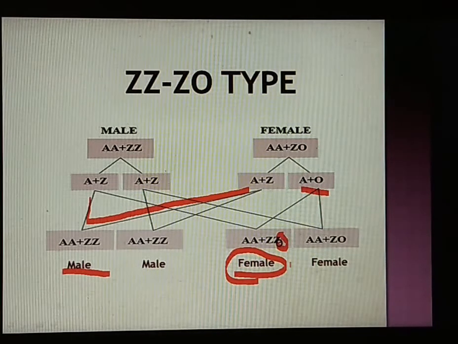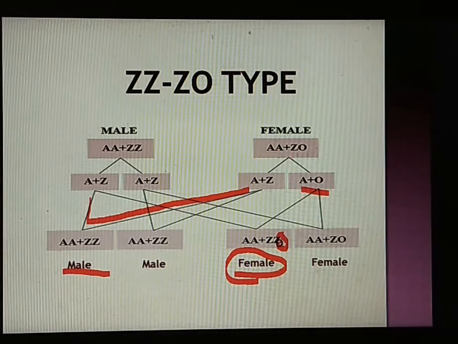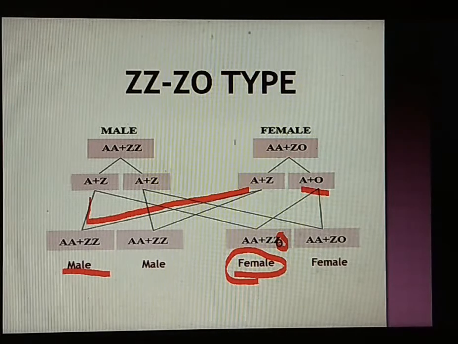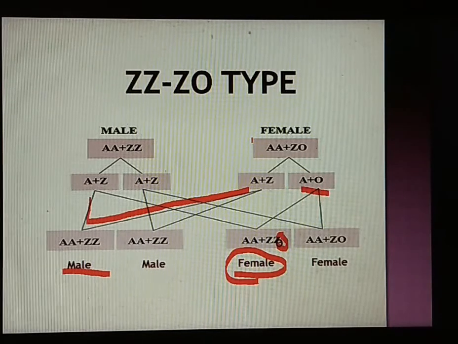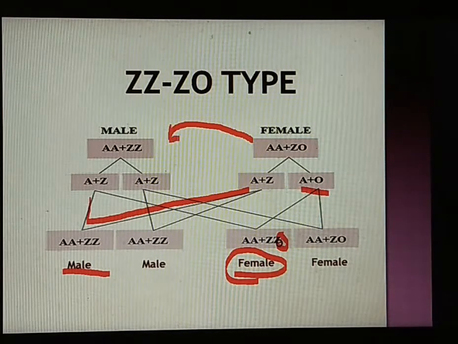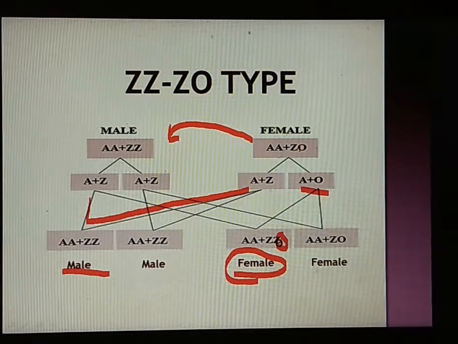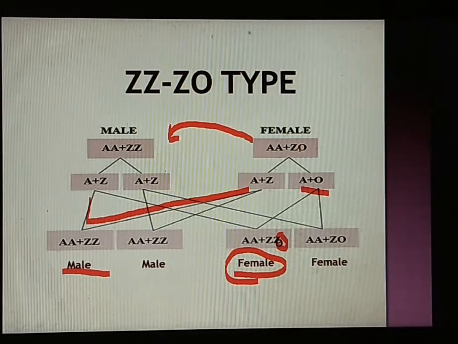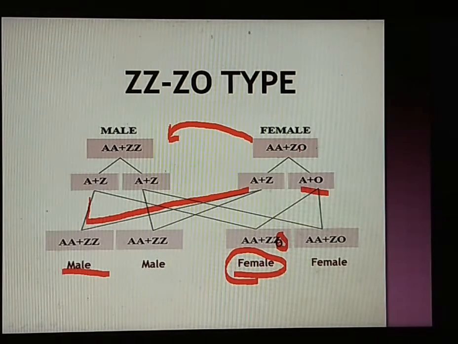Some printing mistake. So since females have ZO type of sex determination, definitely the total number of chromosomes will be less in the female compared to males, right? One chromosome will be less in females. That also we should remember here in female heterogamety, that is ZO type of sex determination.